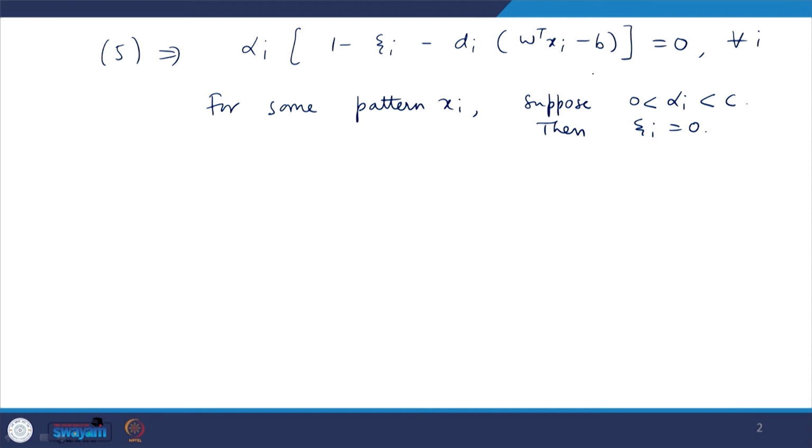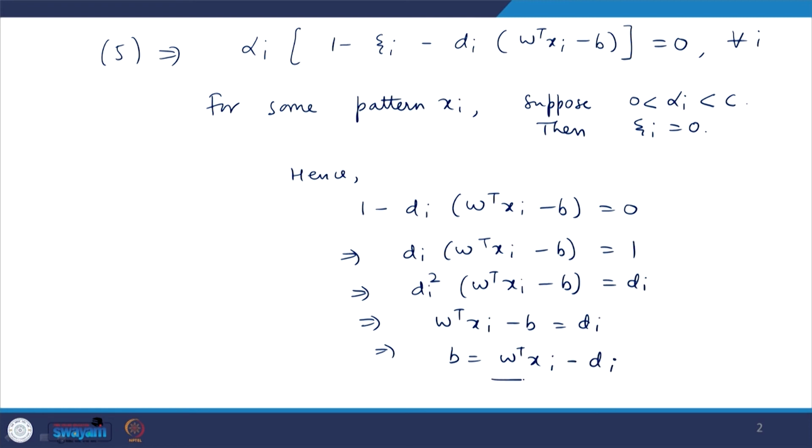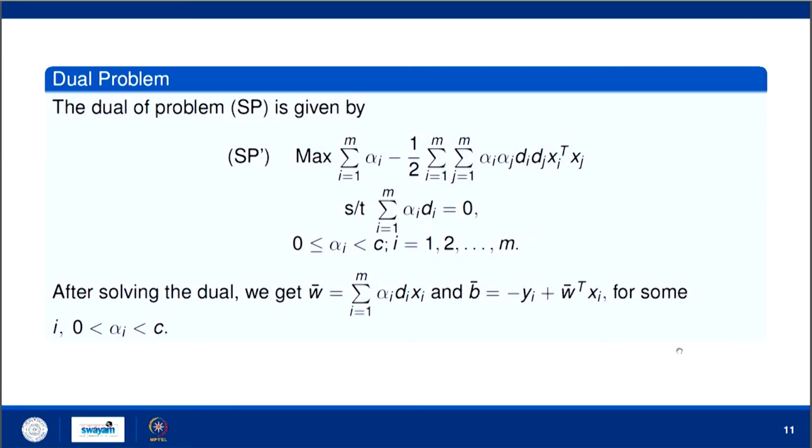So, this expression implies 1 minus d i (w transpose x i minus b) will be equal to 0. That means d i (w transpose x i minus b) equals 1. Multiply d i on both sides: d i square (w transpose x i minus b) equals d i. Now, d i is either plus 1 or minus 1, so d i square will always be plus 1. So w transpose x i minus b equals d i, which implies b is w transpose x i minus d i, for that pattern for which alpha is between 0 and C. In this way we can find b bar, the optimal b.